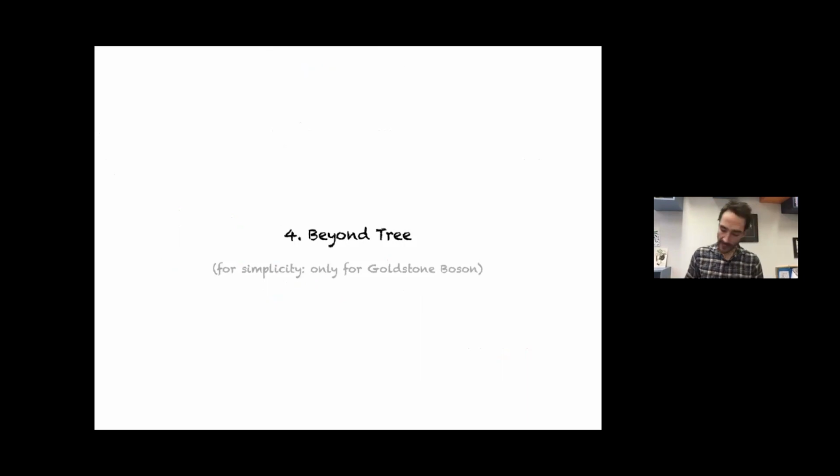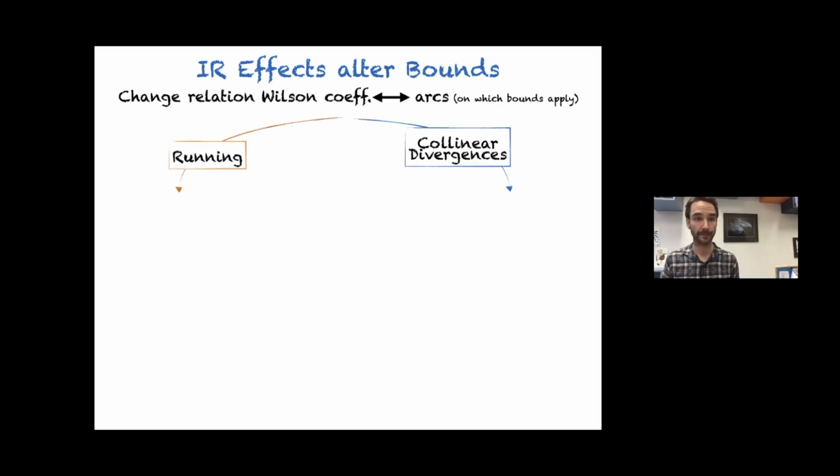Okay, so in the last part of the talk, I would like to discuss how this picture, which was motivated, at least in its applications, by a tree-level ansatz of the amplitude, is modified when we actually think beyond tree level. And for simplicity, in what follows, I will think of the theory of a Goldstone boson, where basically my amplitude starts at order s squared.